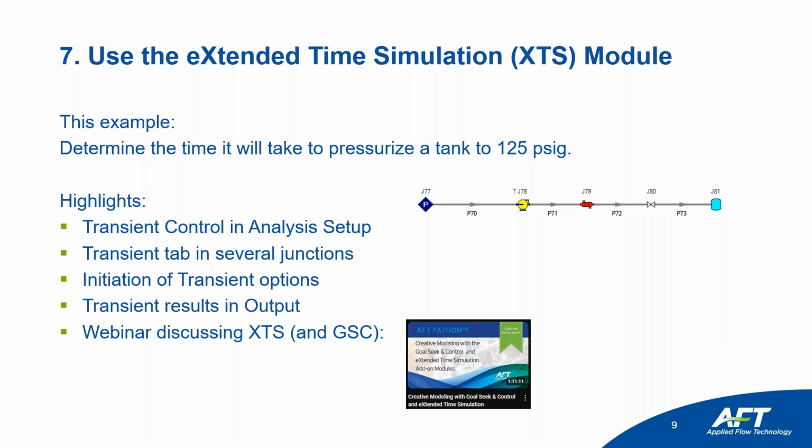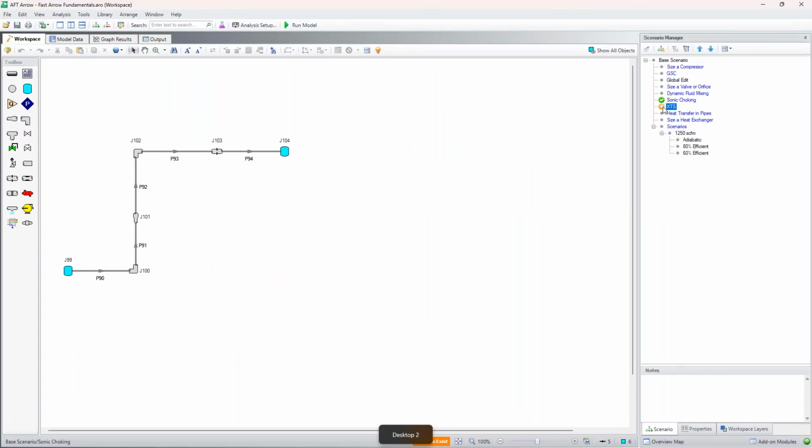So let's say you're trying to charge a tank, like in this example, or close a valve, and all you want to look at is just how the flow is changing, but you don't really care about surges or pressure waves. That's what the XTS module is going to be good for. So for this example, we're going to be charging this tank right here with 125 psig of pressure. And once it reaches that 125 psig, we are going to start a transient on our compressor to shut it off over the course of 30 seconds so the tank doesn't become overpressurized. Let's go to that scenario.